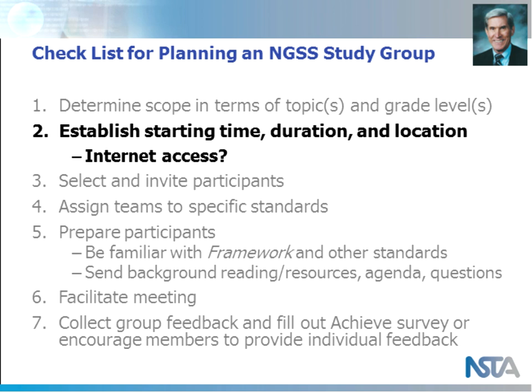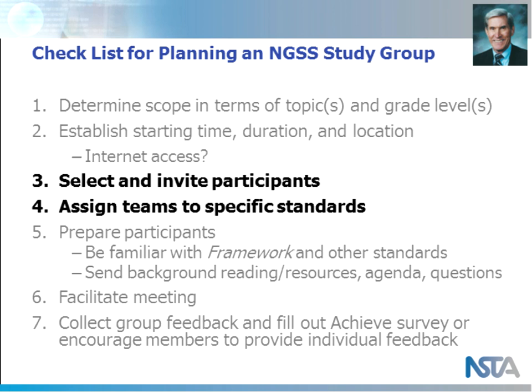Internet access is important, but not essential, because you will be able to download the document. The Achieve survey is interactive, and so obviously you have to be online to complete it, but that could be done after the study group is completed. But it's probably to your advantage to have internet access during the time the study group is together. There is a little bit of information that will follow here about who to select and invite, what kind of people, what kind of expertise, both grade level and content areas, and how to best utilize those folks during the process.